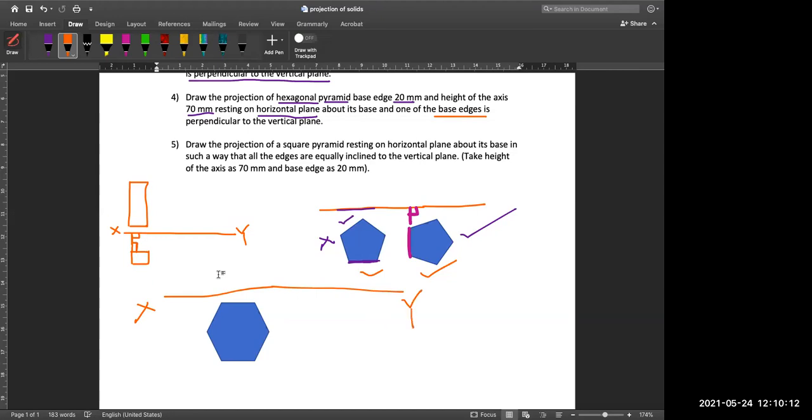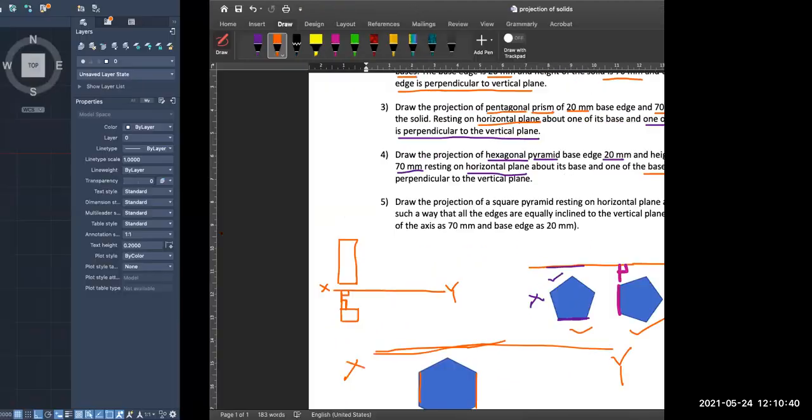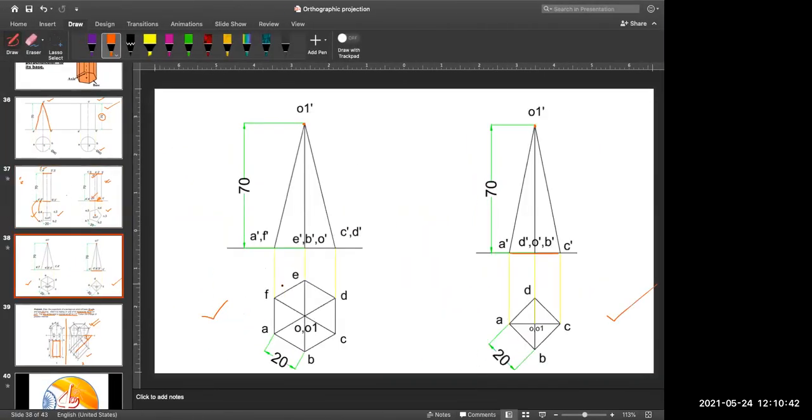So in that situation, the question is saying that the base edge is perpendicular to the vertical plane. So you can keep the orientation like this. Then you can see that this edge and this edge, they both are perpendicular to your reference line. So this will satisfy the condition of the question. So now you can see here how it will be drawn.